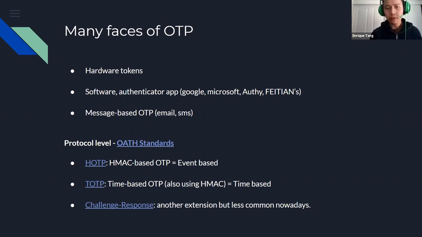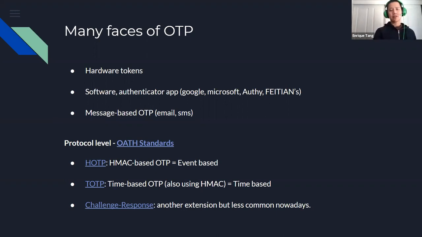So at the protocol level, all these OTPs are based on OAuth standards. So these are open standards that anybody can take a look at and do peer reviews and assessments online. And from OAuth, it has a couple of variants, right? At the very beginning, there's the HOTP, and all these are based on HMAC, but HOTP is event-based, right? So every time you hit that button, it increments a counter and generates a new couple digits of OTP code for you.